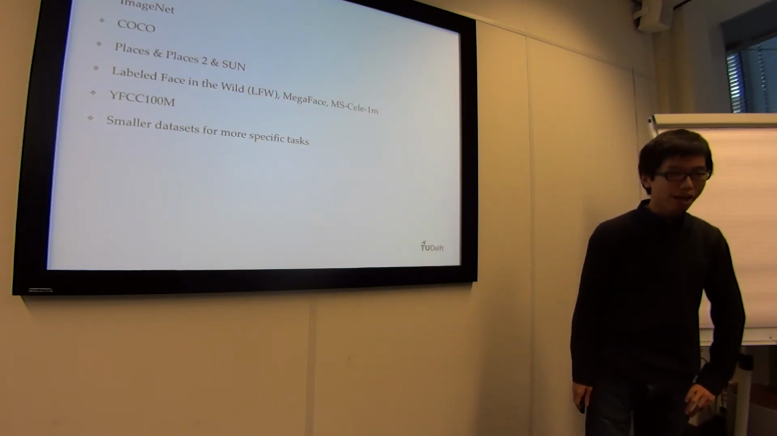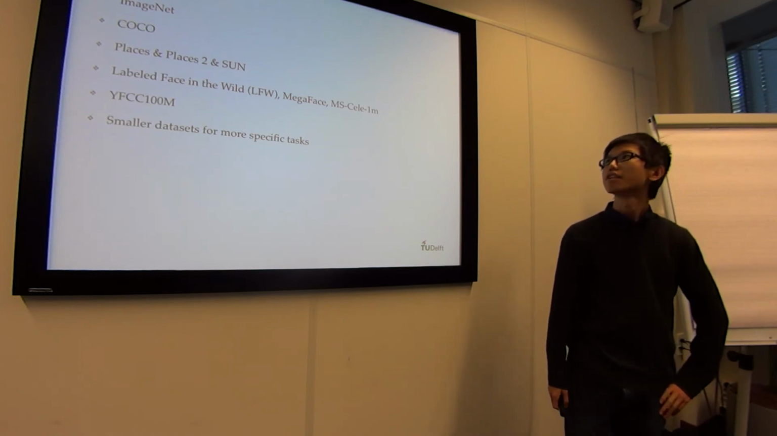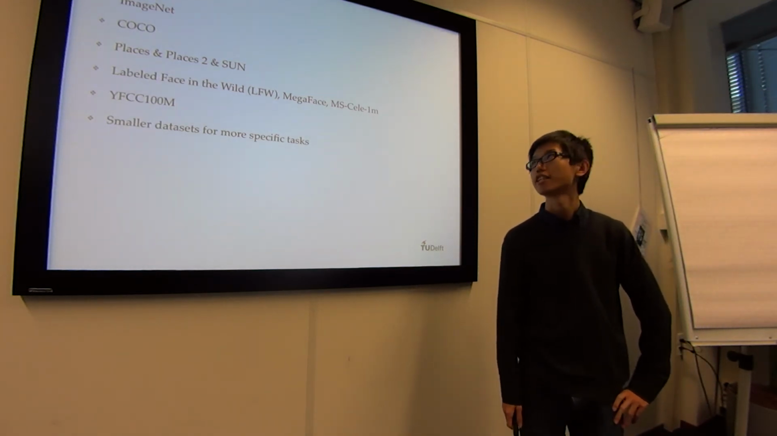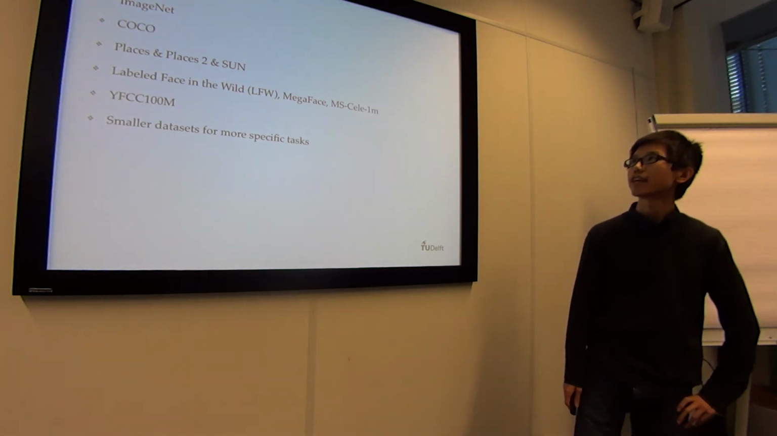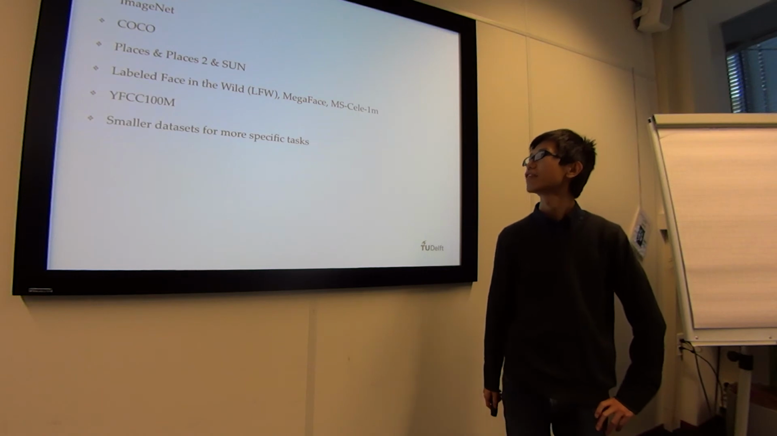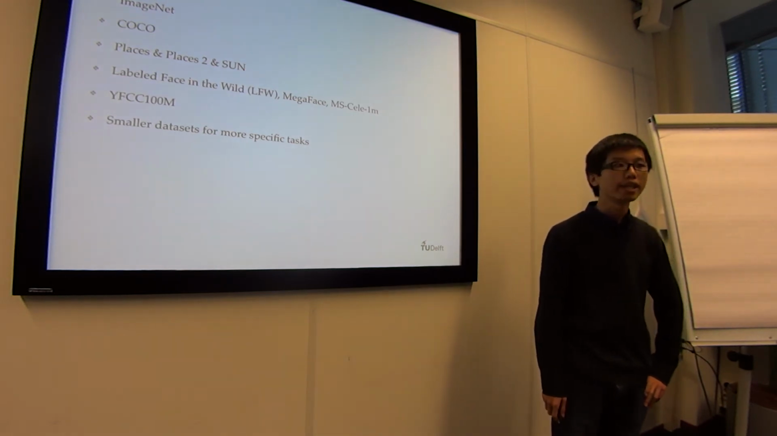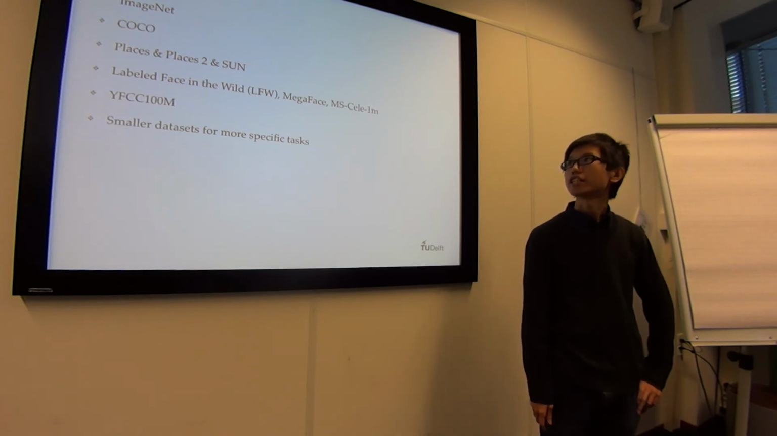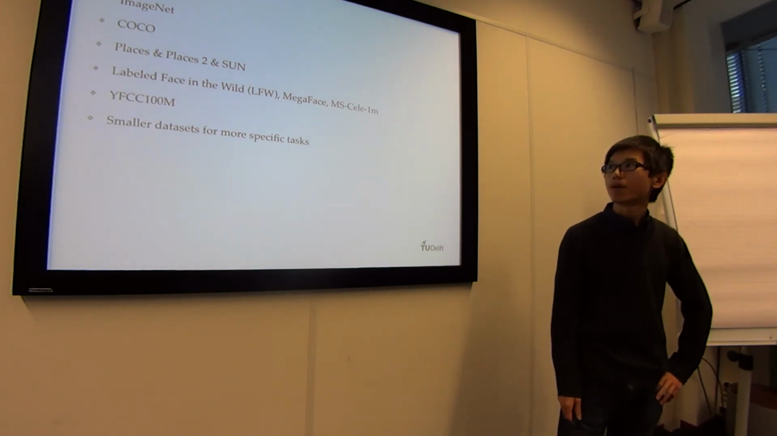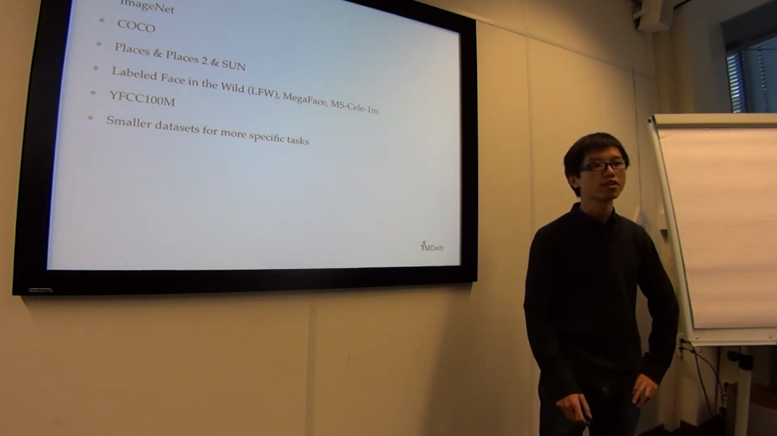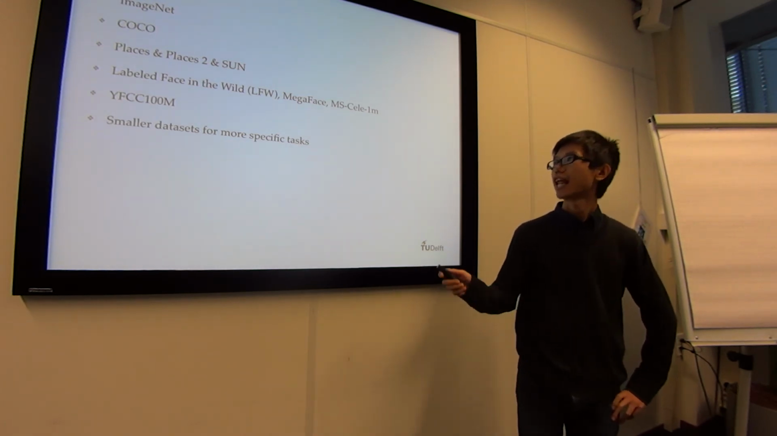In the last part, I would like to survey some available datasets for deep learning, because deep learning relies heavily on datasets. We have ImageNet for image classification and object detection. We have the COCO dataset for multiple object detection. We have the Places and Places2 datasets and the SUN dataset for scene detection. We have Labeled Faces in the Wild, which can be shortened to LFW, and MegaFace and the Microsoft Celebrity 1 million dataset to perform face identification. And we have the YFCC 100M dataset for more general purposes. We also have some smaller datasets for more specific tasks. For example, the Oxford Flower dataset tries to classify whether a flower is from a certain class.